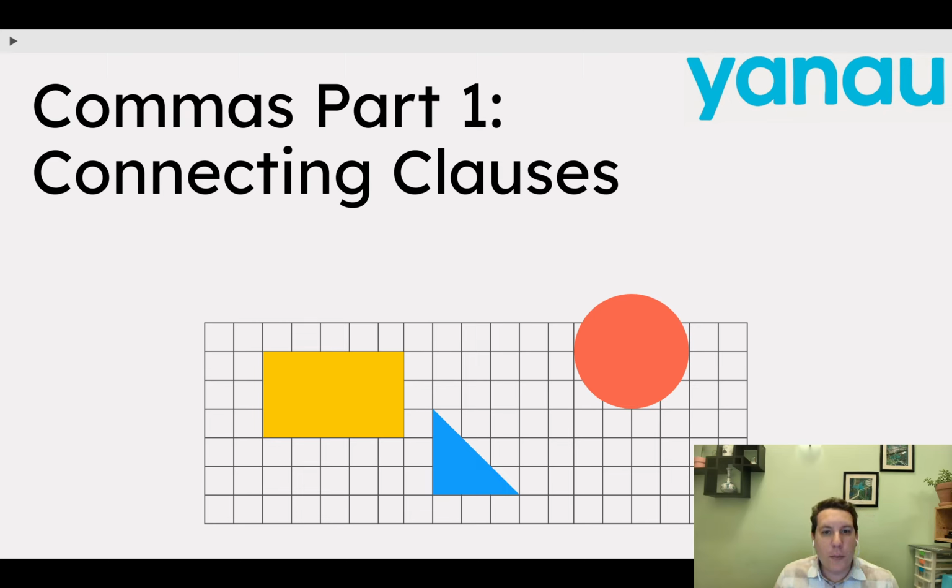So, the very first topic that we'll be covering is commas. And because commas is a very large topic covering many different parts, we are going to be taking it part by part. And the very first part that we'll be talking about will be the function of commas for connecting clauses.